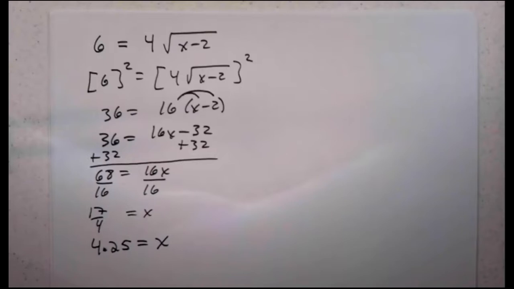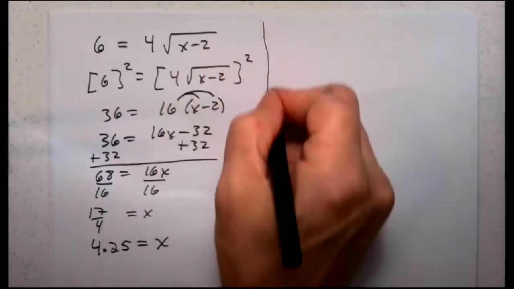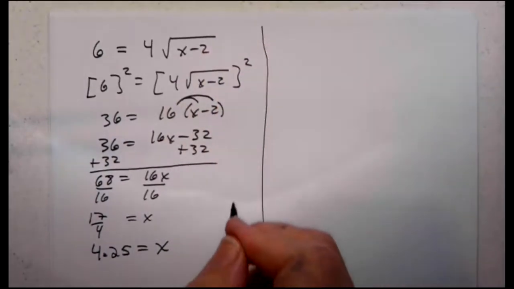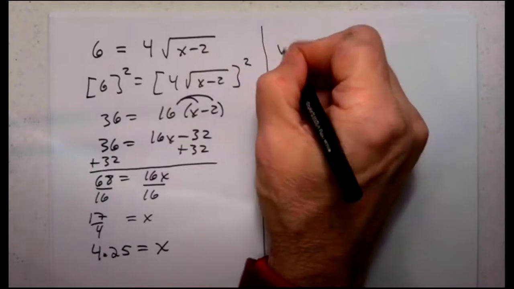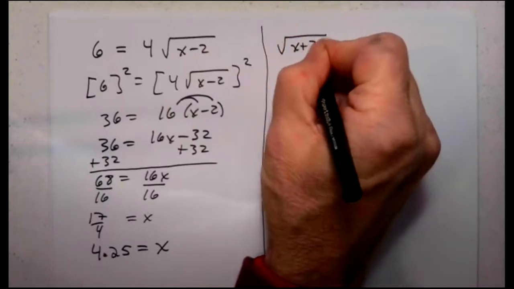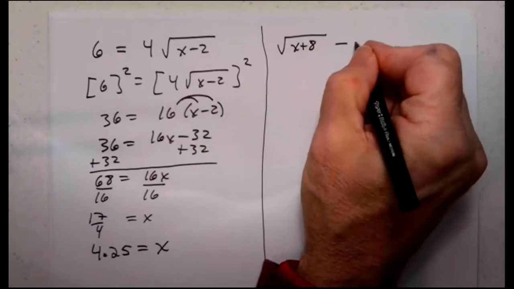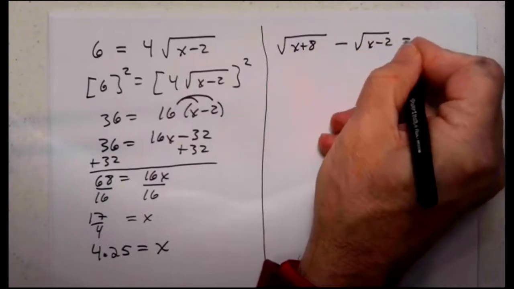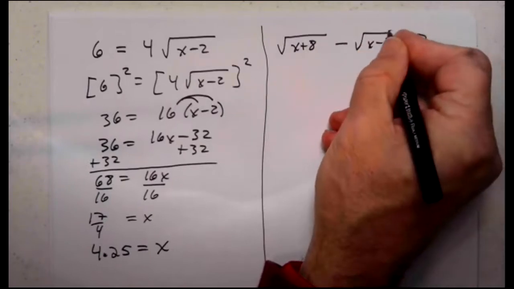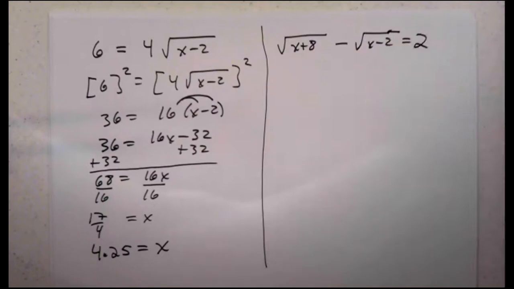Now, what do we have to do with that? We need to check by plugging that into our original question. Our original question was root x plus 8 minus root x minus 2. Does that equal 2? I think I'll go ahead and I'll use my graphing calculator to check this. So let's go ahead and jump to the graphing calculator.